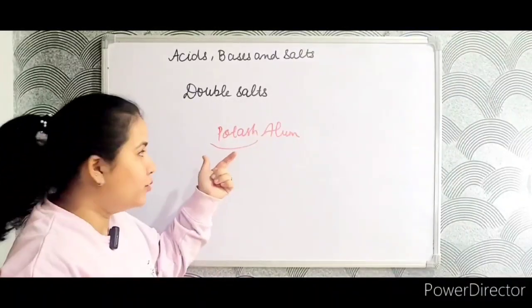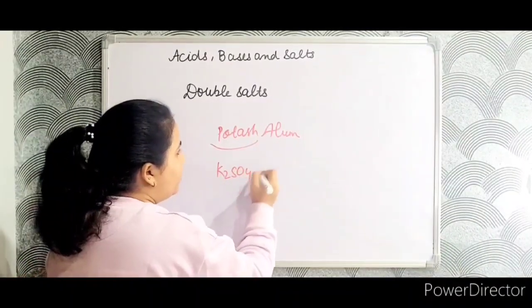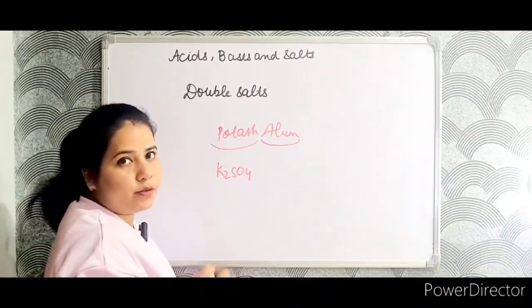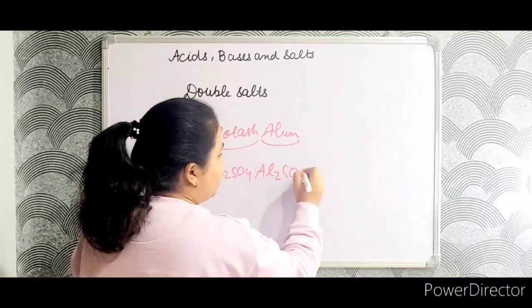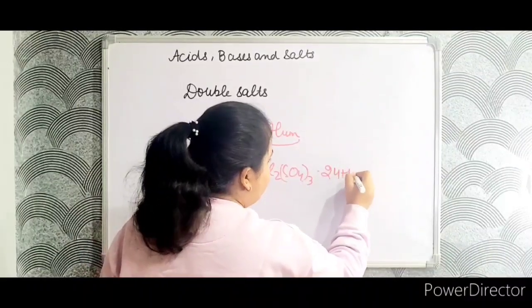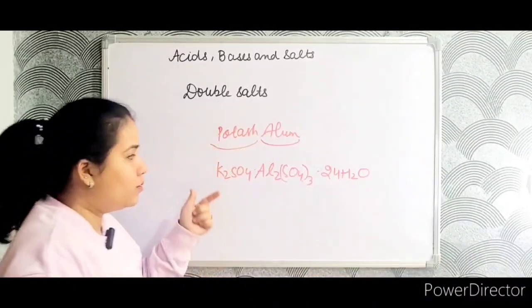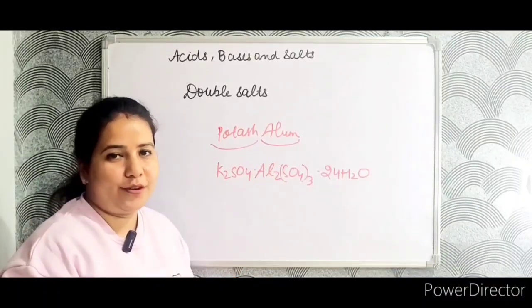Potash is related to potassium. Here the salt is K2SO4 and alum is related to aluminium and the salt is Al2(SO4)3 and some water molecules are associated. So it is a formula for potash alum, which is a double salt.